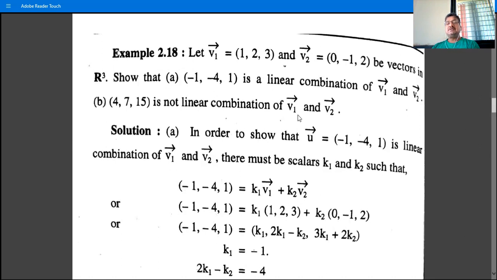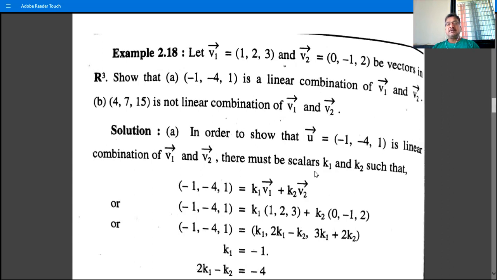Suppose I have to express one vector as a linear combination of three vectors, then take three scalars K1, K2, K3 such that U bar is equal to K1 V1 plus K2 V2 plus K3 V3. If you have to express a single vector as a linear combination of four vectors, then what is your first sentence? Let K1, K2, K3, K4 be scalars such that U bar is equal to K1 V1 plus K2 V2 plus K3 V3 plus K4 V4.